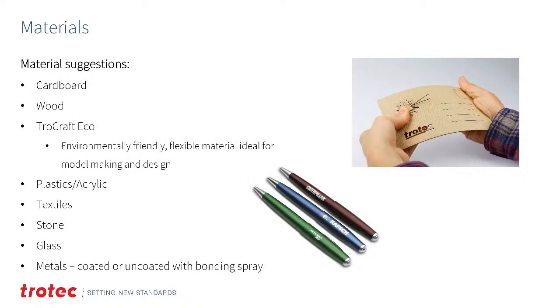Material ideas typically for this space is the whole gamut. Cardboard, wood, Trocraft Eco is a very popular one. It's an environmentally friendly, flexible material ideal for model making and design. Plastics, acrylics, textiles, stone, glass, metals, coated or uncoated, realistically anything you can think of. This is a great one. One of the materials that is very commonly used is your MDF material, because it's a low cost material.